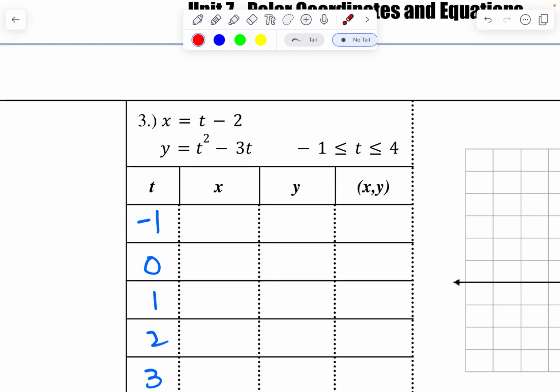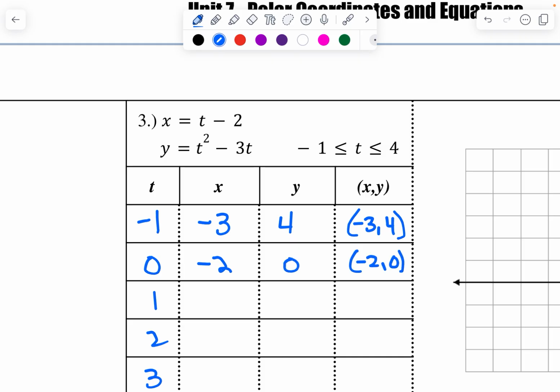Okay, so if we plug -1 in for t, -1 take away 2 more is -3. -1 squared would be 1, but then -3 times -1 is +3. So 1 plus 3 gives us 4. So our first coordinate pair is -3, 4. Then if we plug in 0, 0 minus 2 gives us -2. 0 squared is 0, minus 0 would give us 0. So we have -2, 0.